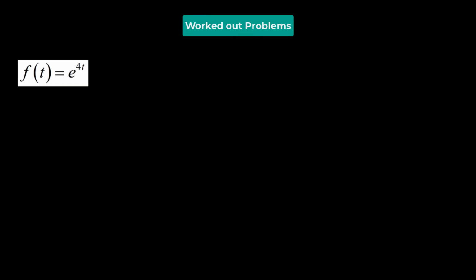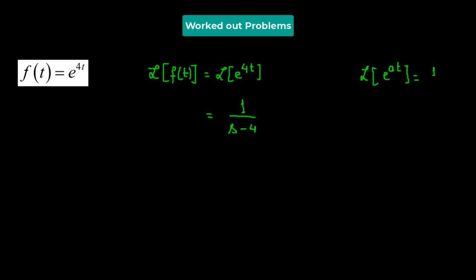So here we have the exponential function e raised to the power of 4t. Let's find out the Laplace transform of f of t. That will be equal to the Laplace transform of e raised to the power of 4t, which will be equal to 1 over s minus 4. Here we are using the fact that the Laplace transform of e raised to the power of at is equal to 1 over s minus a.